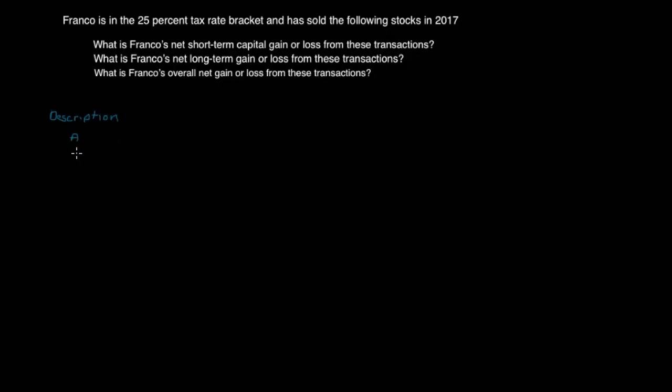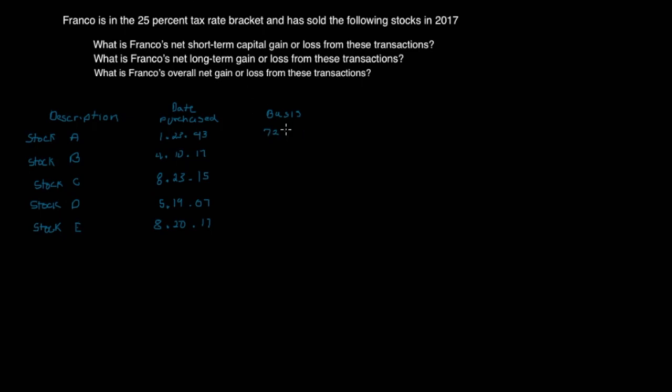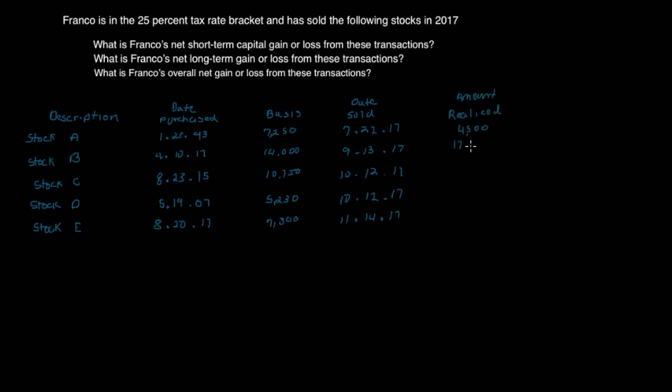Okay guys, here we are at our scenario for this example. We have here Franco is in the 25% tax bracket and has sold the following stocks in 2017. So what we're going to do is find the net short-term capital gain or loss, the net long-term capital gain or loss, and then finally the overall net gain or loss from all these transactions. So let's get started with the first question here. What is Franco's net short-term capital gain or loss from these transactions?